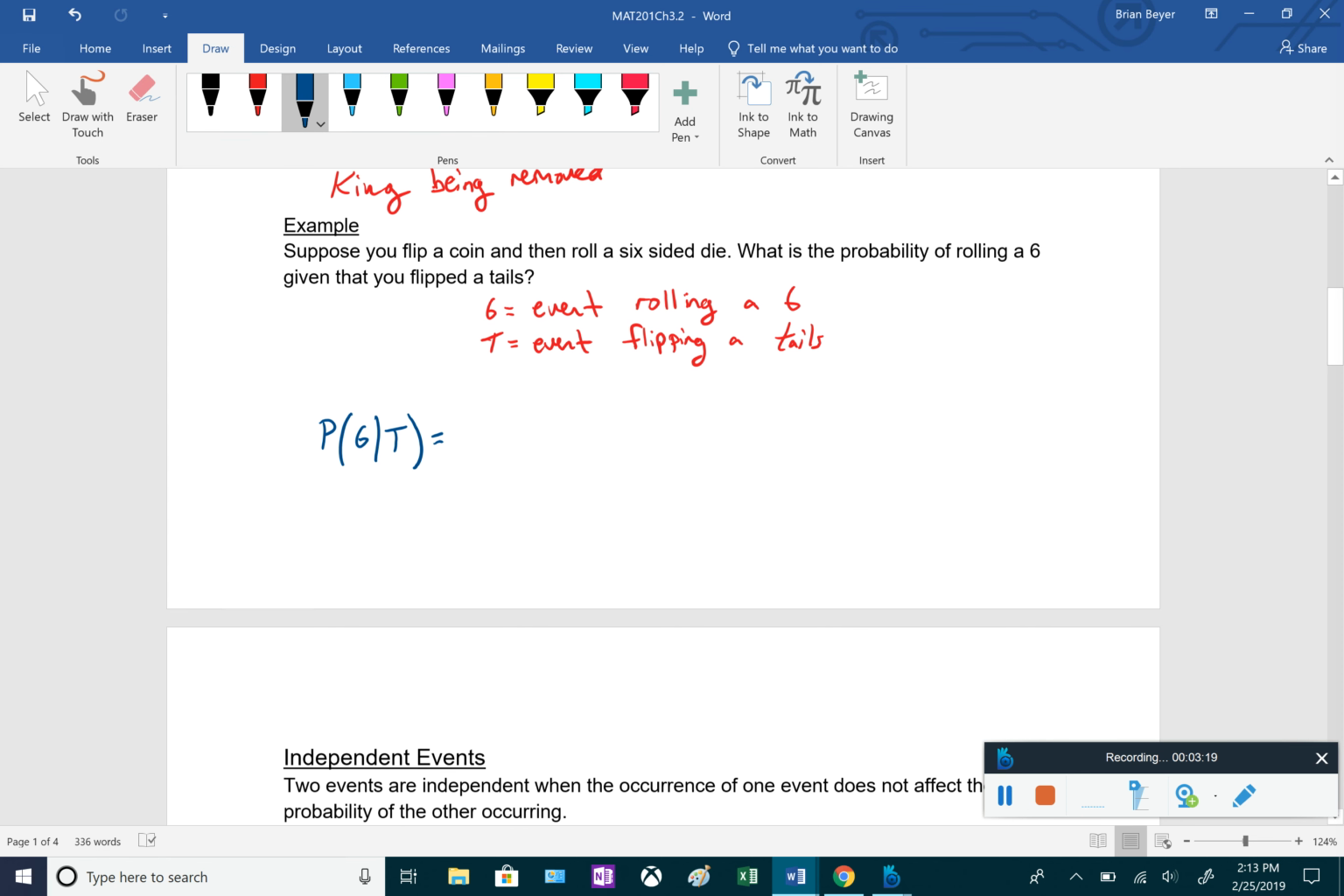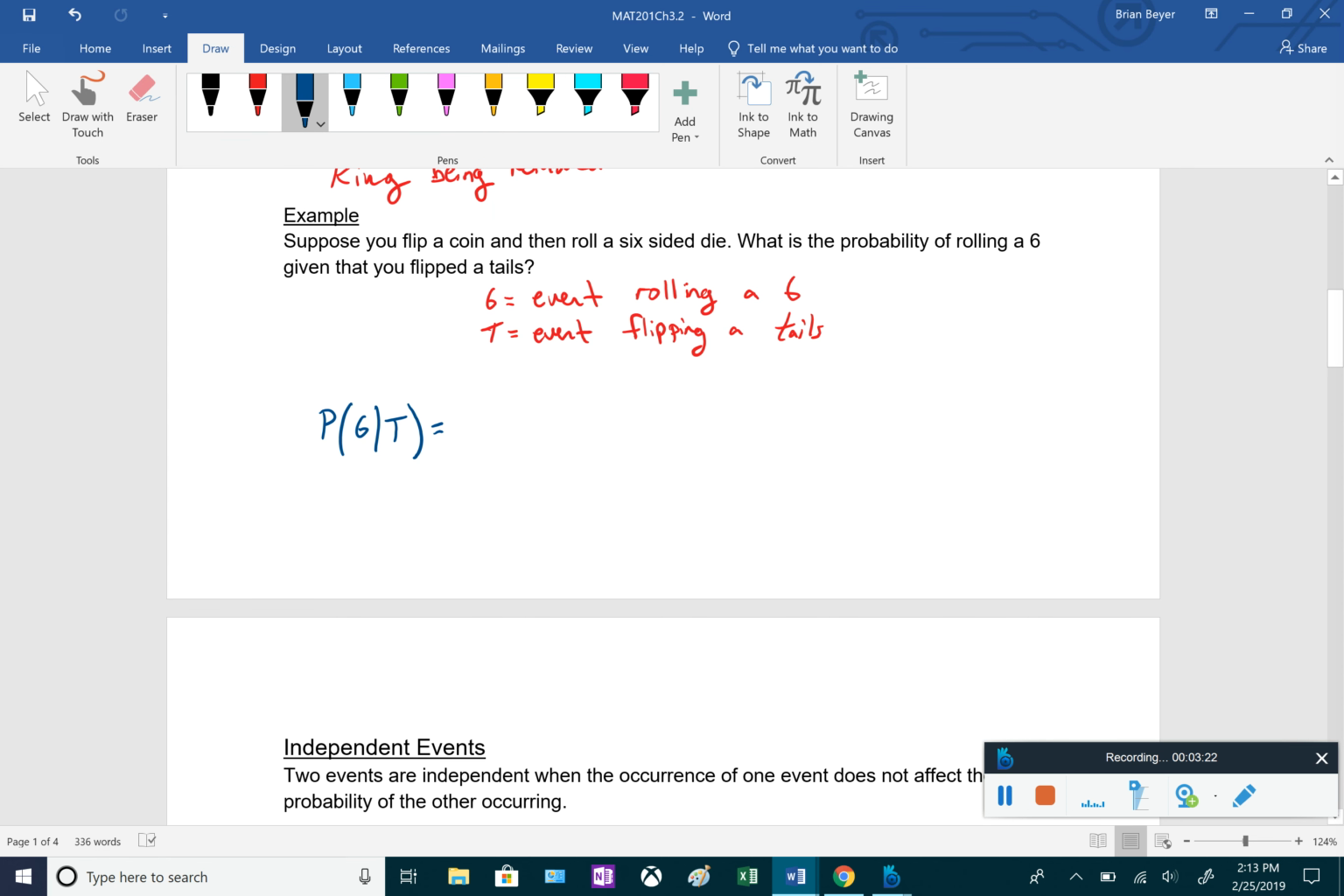For this one, clearly flipping a tails does not affect rolling a 6. So this is equal to the probability of just rolling a 6, which on a fair 6-sided die is 1 out of 6. These are called independent events, which we'll formally define on the next page. Independent events are independent of each other. Flipping the tails does not affect rolling a 6 on the die afterwards.